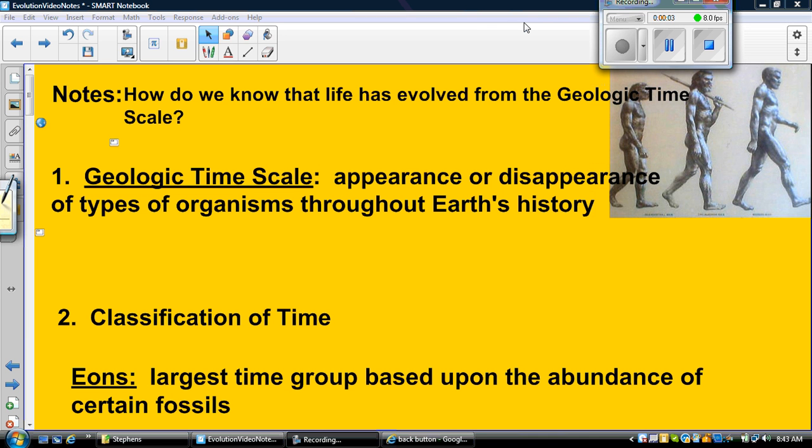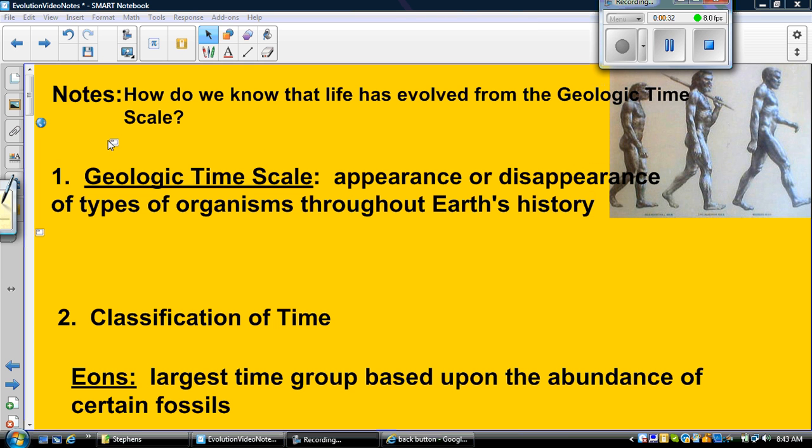Okay, so now that we know how species change over time, we are actually going to learn about how we study that and how we classify and date and graph the living things that have been present on Earth, so that we can see how they have changed over time and get a good visual of that. So our essential question for today is, how do we know that life has evolved from the geological time scale?